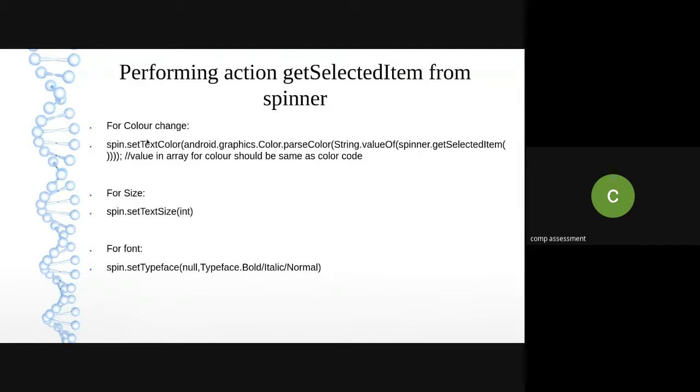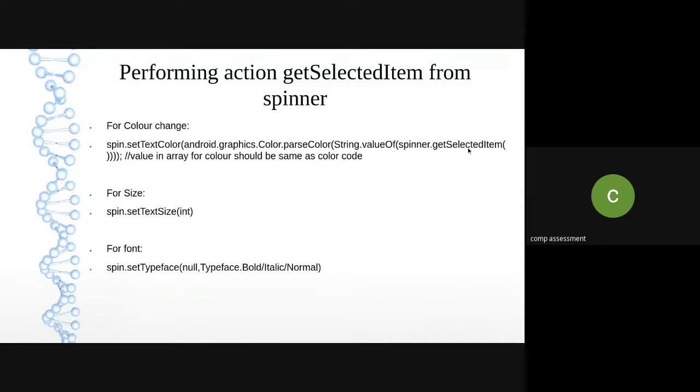Now when you are using the setTextColor function, if Color.parseColor is not working, maybe it is because that particular class and method are in the graphics package of Android. So if it is giving an error for Color.parseColor, you have to specify android.graphics.Color.parseColor. And then how will I get the item selected from my color spinner?